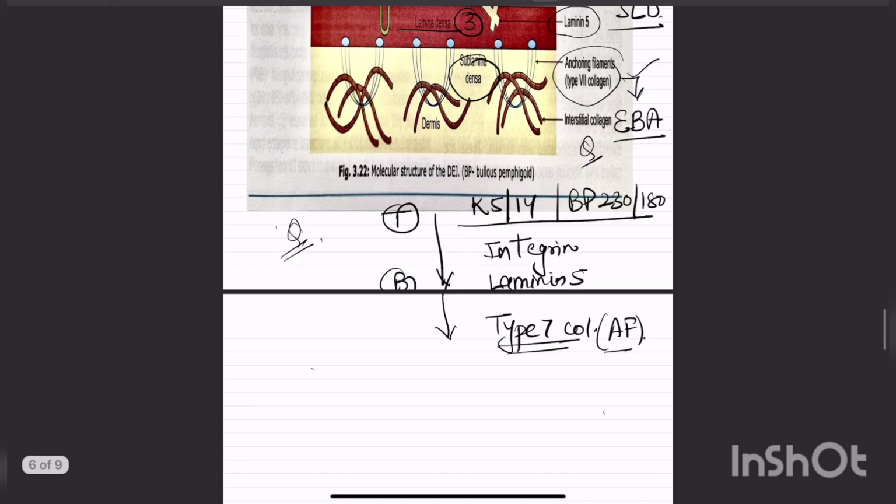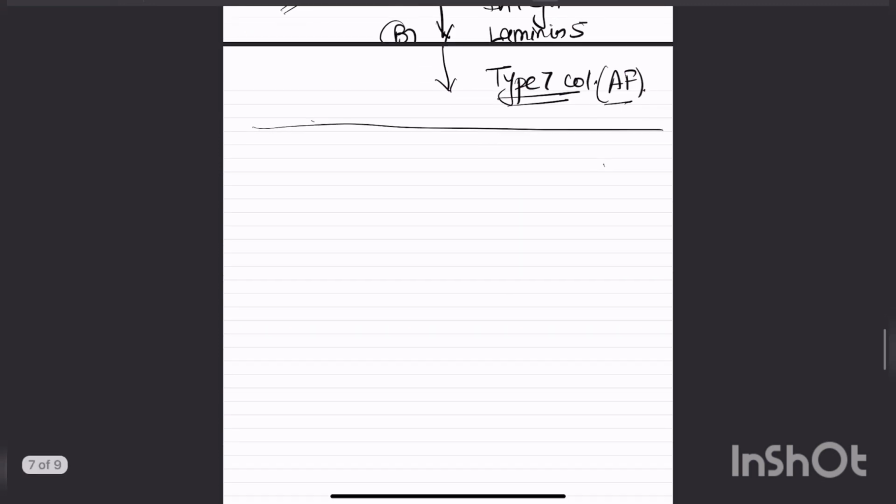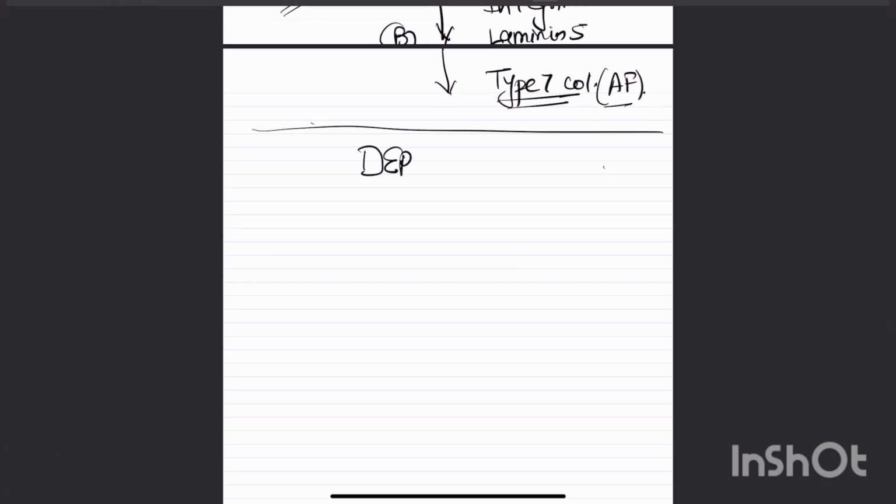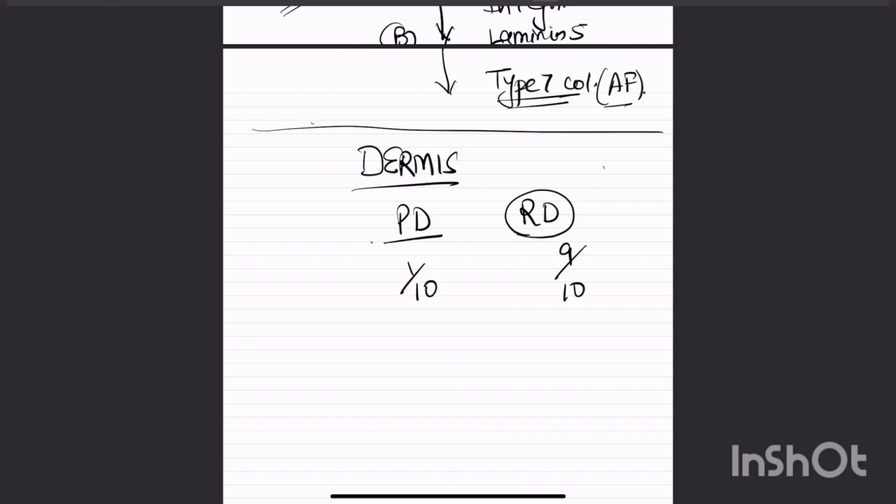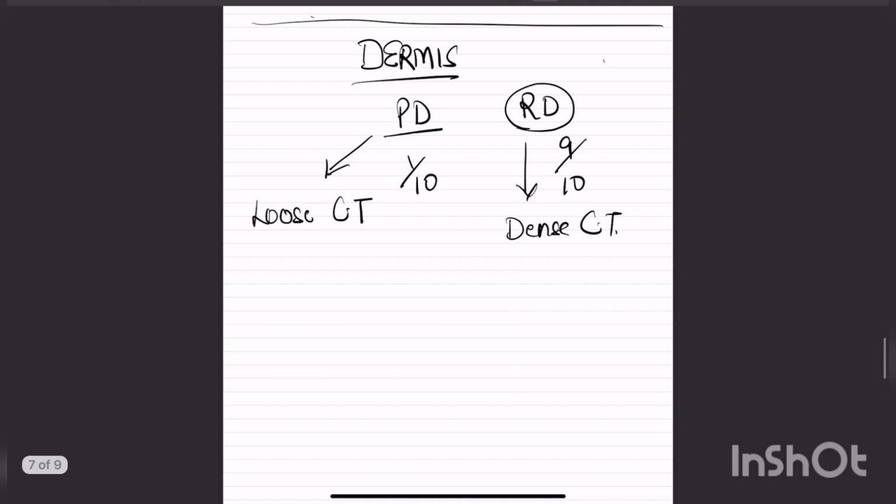So now, starting with dermis. Dermis is divided into two parts, papillary dermis and reticular dermis. Papillary dermis is composed of 1/10 and reticular dermis is about 9 to 10. And papillary dermis is composed of loose connective tissue and reticular of dense connective tissue. And the cells which are present in dermis are fibroblasts, macrophages, and we have lymphocytes.